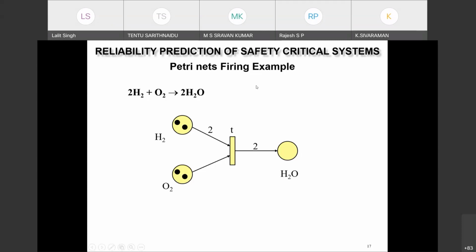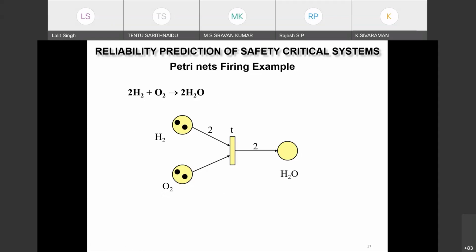And oxygen must also contain a sufficient number of tokens. And what is the sufficiency criterion for this oxygen place? That is 1, because the weight of the arc which is connecting the oxygen place and transition T is 1. So the oxygen place also contains 1 token. So it means this transition is enabled, and hence the tokens move from input places to output places.